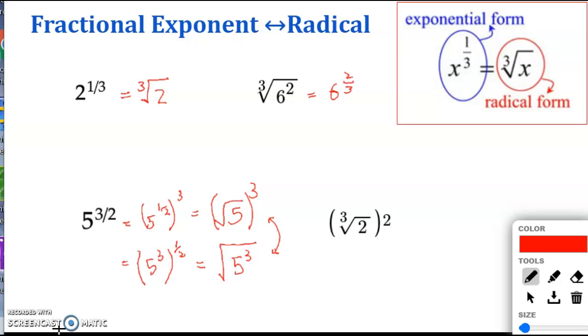Okay, what about this? This is in radical form. We want to convert it to the exponent form. What's inside the parenthesis is 2 to the power of a third, and then whatever that is, it's all raised to the power of 2. So this is the same as 2 to the power of 1/3 times 2, which is 2/3.